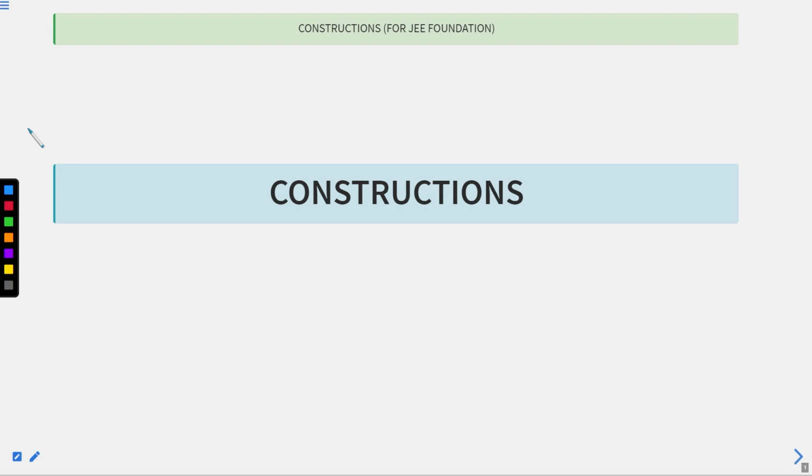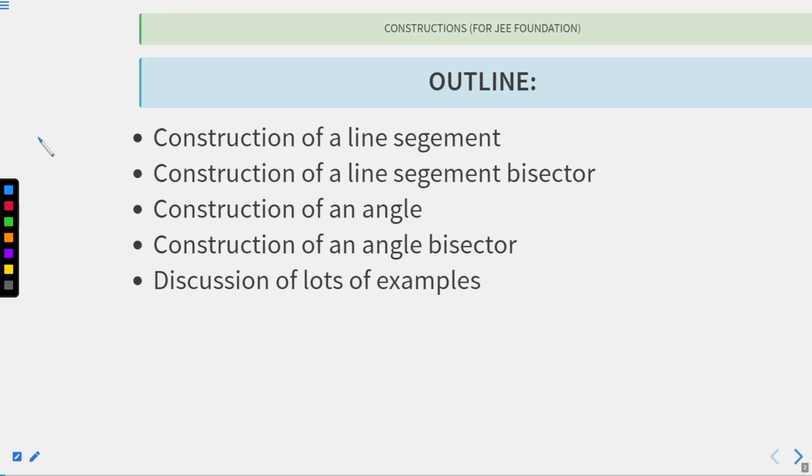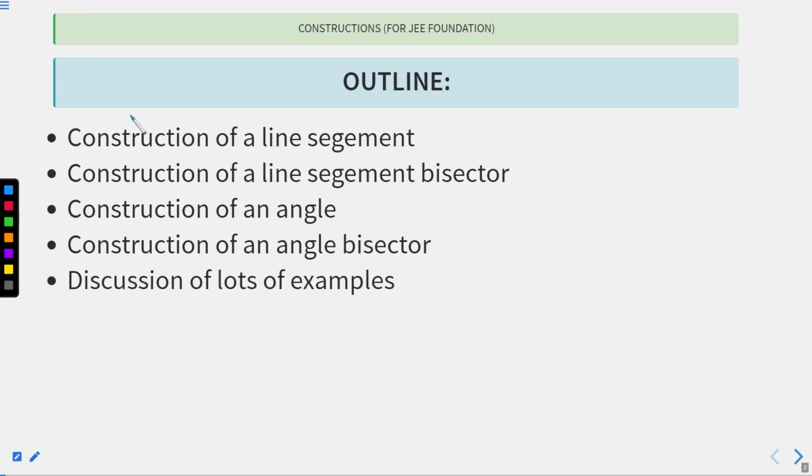So, today we will discuss constructions. Our main outline for this lecture is to construct a line segment of any given length, construct its bisector, and construct an angle and the bisector of that angle, and we will see all of these using examples. So let's jump into our topic.